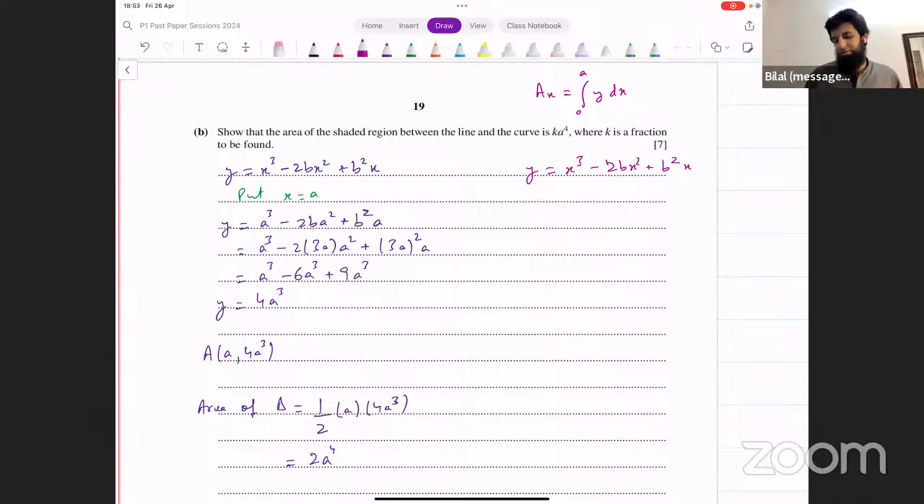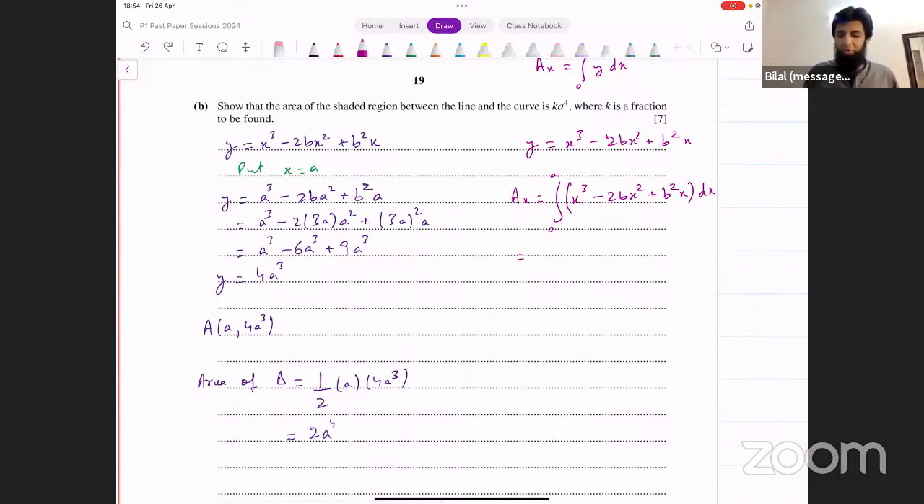Let's integrate this to find the area. That gives us the integral of x cubed minus 2bx² plus b²x. We need to integrate this with respect to x. Limits are from 0 to a. Let's integrate and input the limits. We would get x raised to power 4 divided by 4 minus 2bx³ divided by 3 plus b²x² divided by 2.